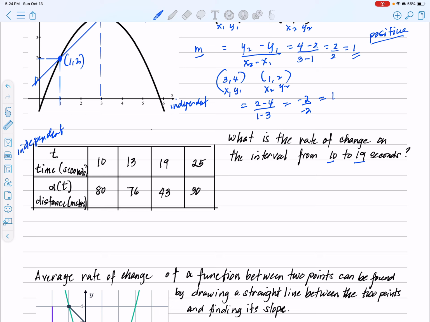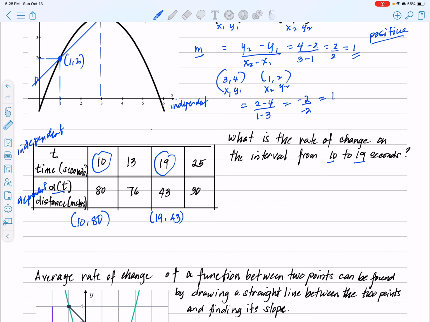Okay, you could say that when you have the dependent variable, it is always written in terms of a function. All right, so 10, where is 10? Somewhere here, to 19. So when the time is 10, I have the distance traveled in meters as 80. When the time is 19, I have the distance as 43.